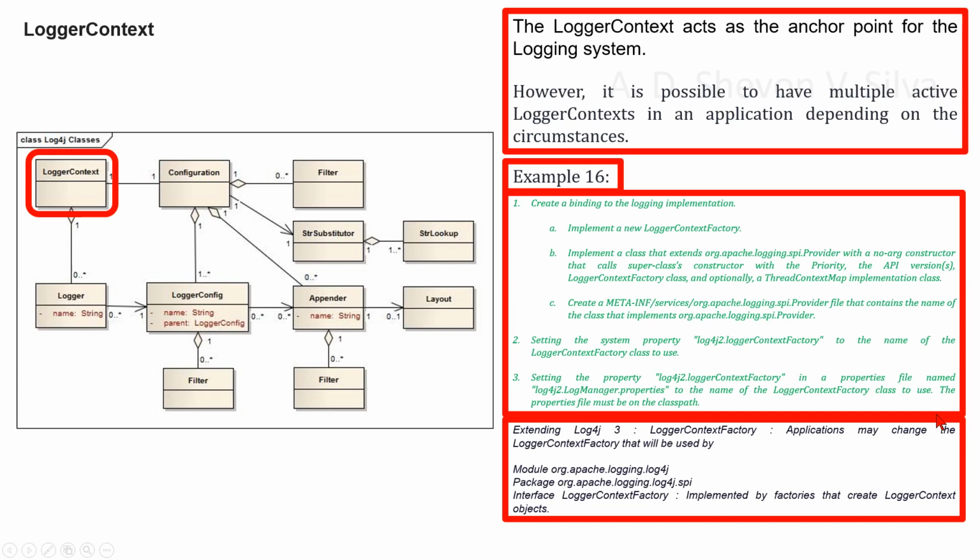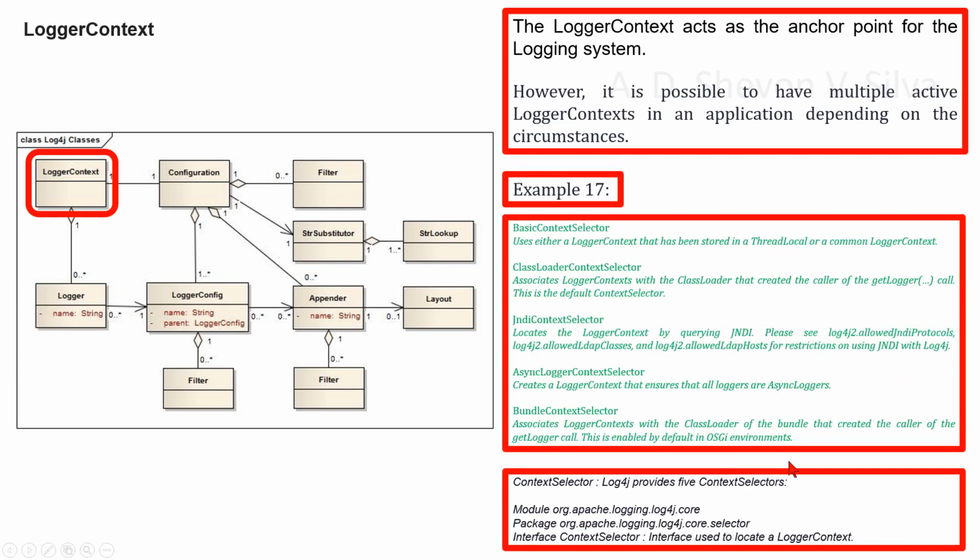If more than one valid implementation is located, the value for priority will be used to identify the factory with the highest priority. Finally, the class that implements org.apache.logging.log4j.spi.LoggerContextFactory will be instantiated and bound to the LogManager. In Log4j 2, this is provided by Log4jContextFactory. The application may change the LoggerContext factory that will be used with this.